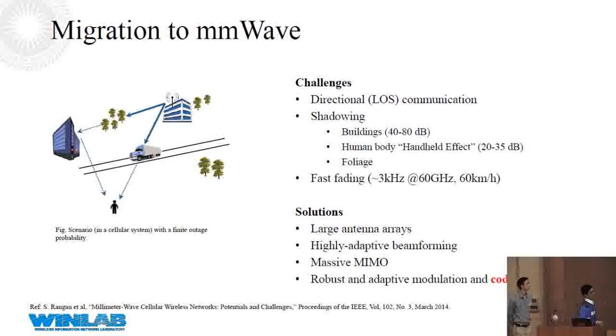The second part is where you'll see a lot of shadowing. For instance, brick and mortar building structures will see about 40 to 80 dB of shadowing losses. Then there is something that Samsung calls the handheld effect. When you actually hold your phone, the human body will play a role in this and contribute to further losses. So there have to be multiple antennas and beamforming and so on. There's also foliage loss, which is not too significant, but it still exists.